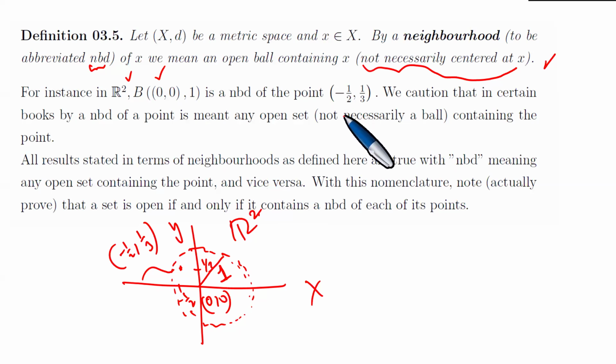We caution that in certain books, by a neighborhood of a point is meant any open set containing the point, not necessarily a ball. It need not be a ball containing the point.